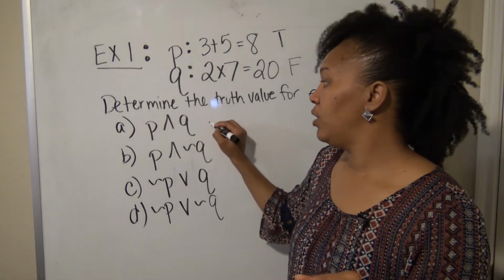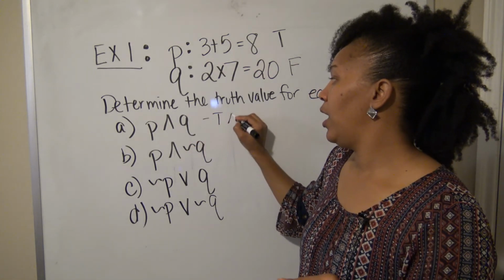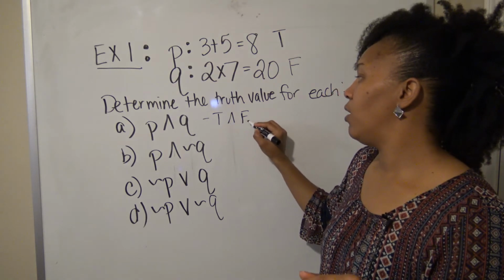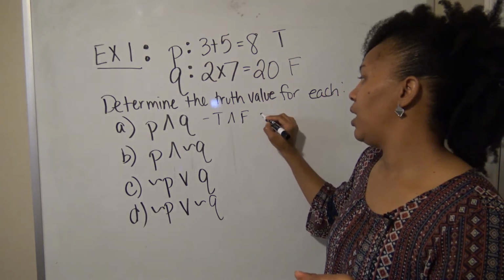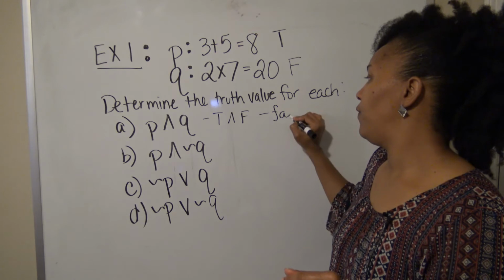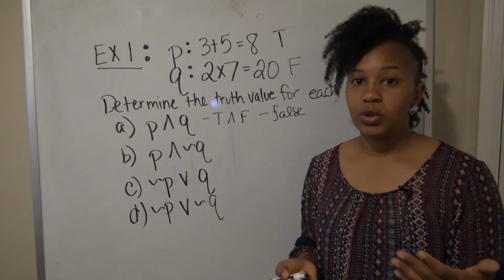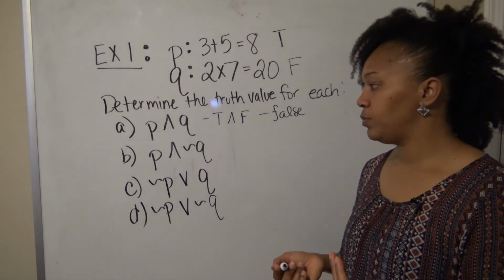And so here the P is true and the Q is false. And so true and false is a false statement. So that would be a false statement. Alrighty. Because they both have to be true in order for the conjunction to be true.